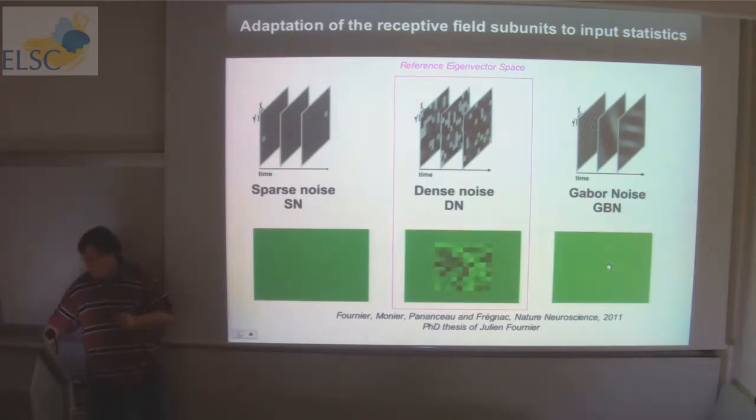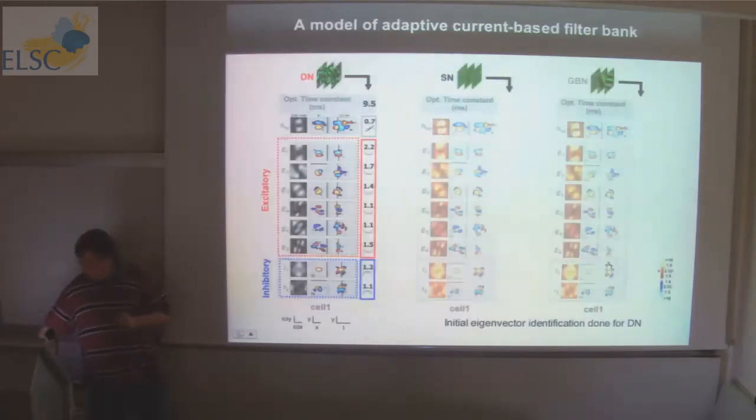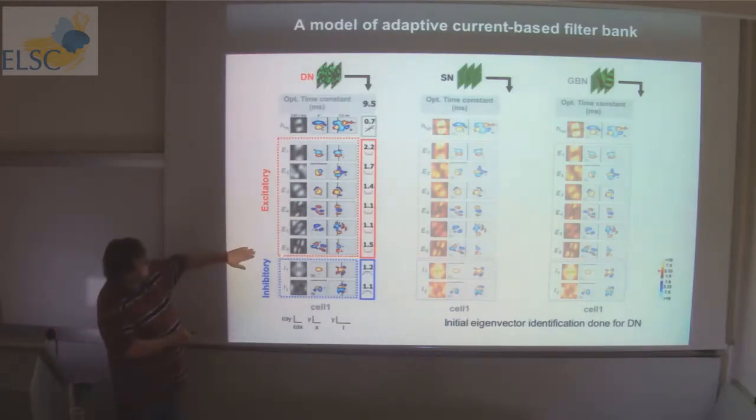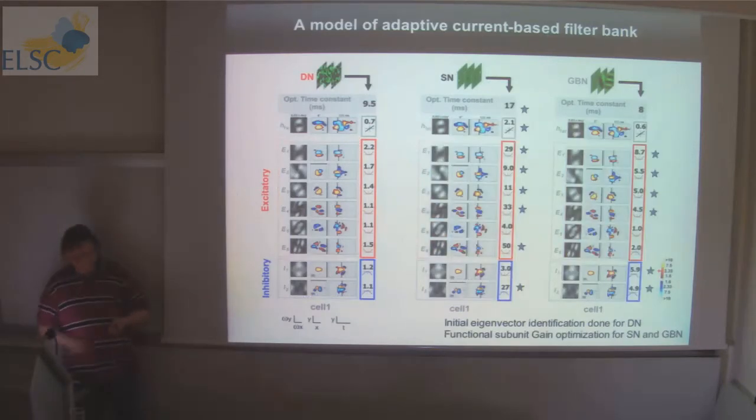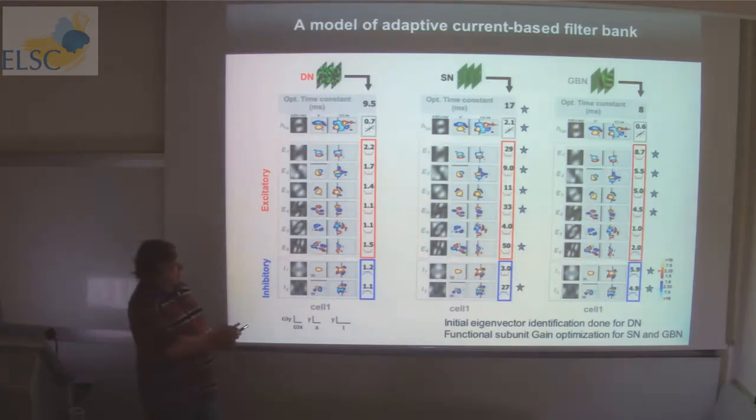Right, so now I do what I expected to do. Same cell, and I start first with the ternary dense noise. So ternary dense noise gives me in that cell 6 excitatory subunits, you have the weights here, and 2 inhibitory subunits. So now I'm going to see what happens to this decomposition when I go to sparse noise and Gabor noise. But you're seeing, in fact, that a certain number of weights are dramatically changed.